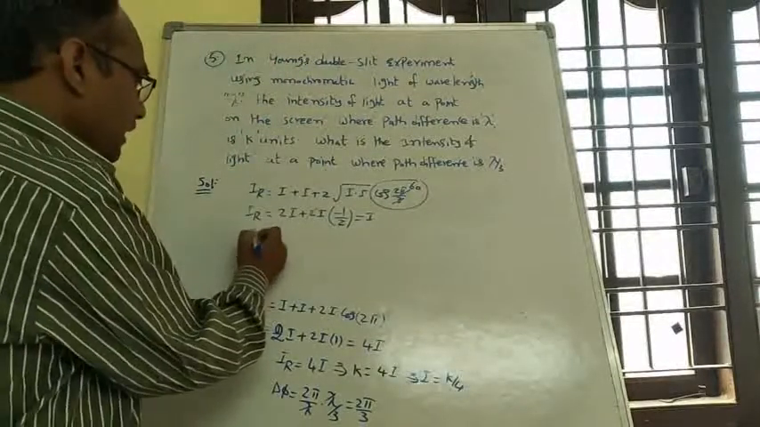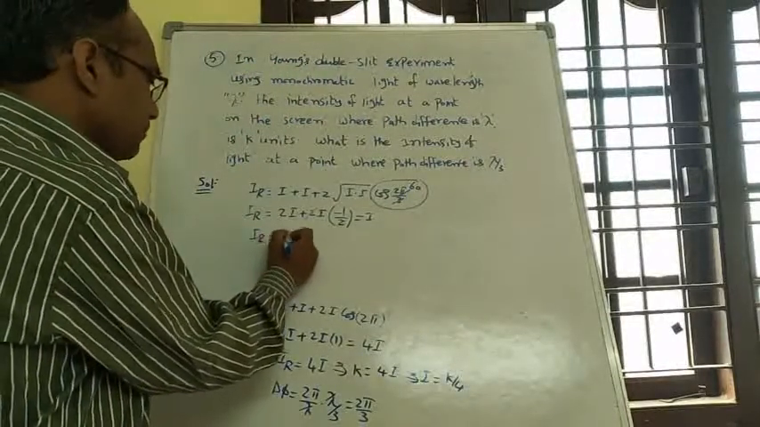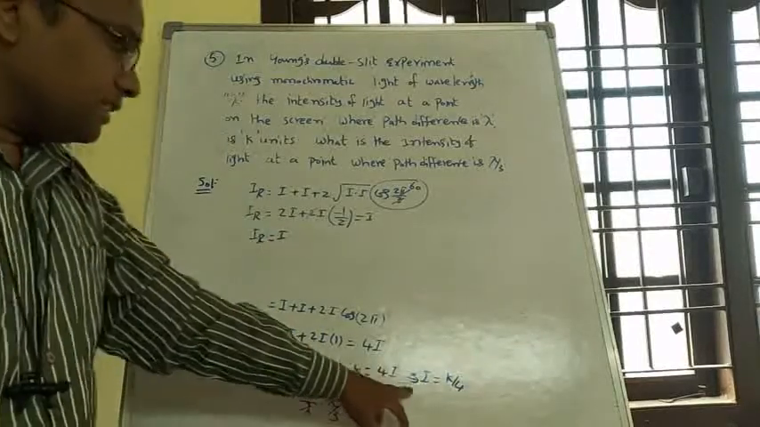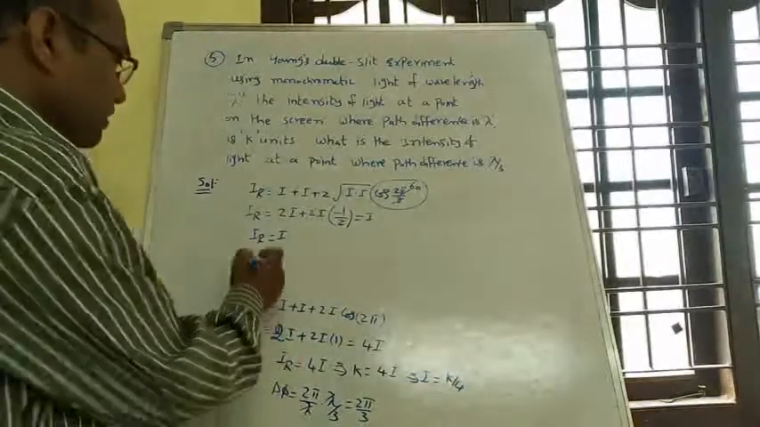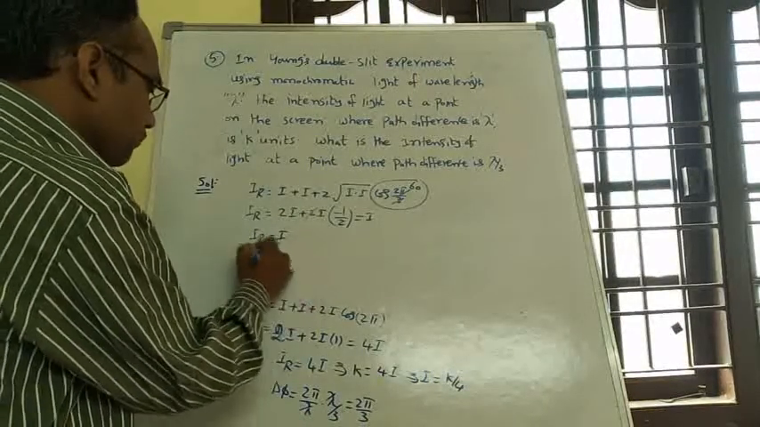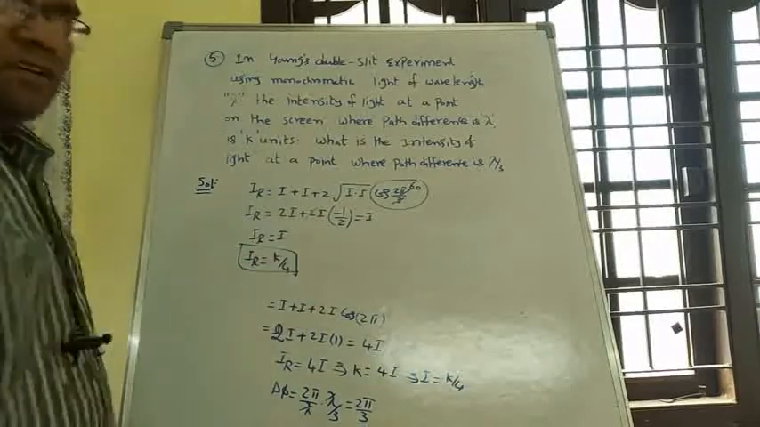So I_R is equal to I. What is given in the previous question? I is nothing but K by 4. So the resultant intensity in terms of K is nothing but K by 4. This is the value.